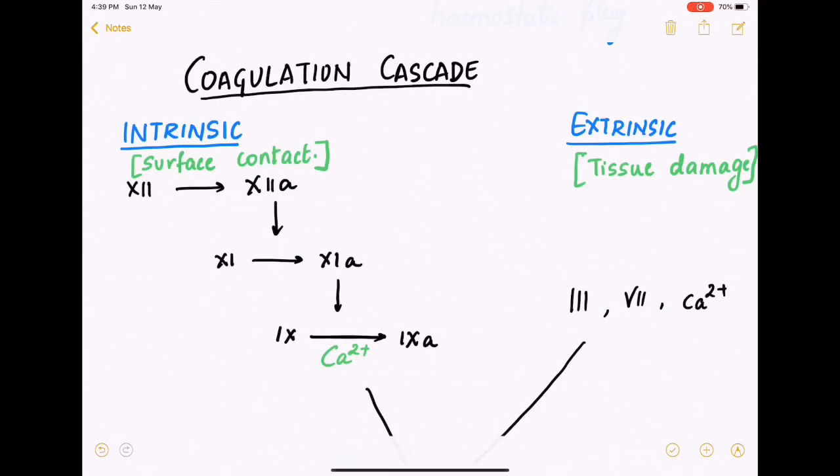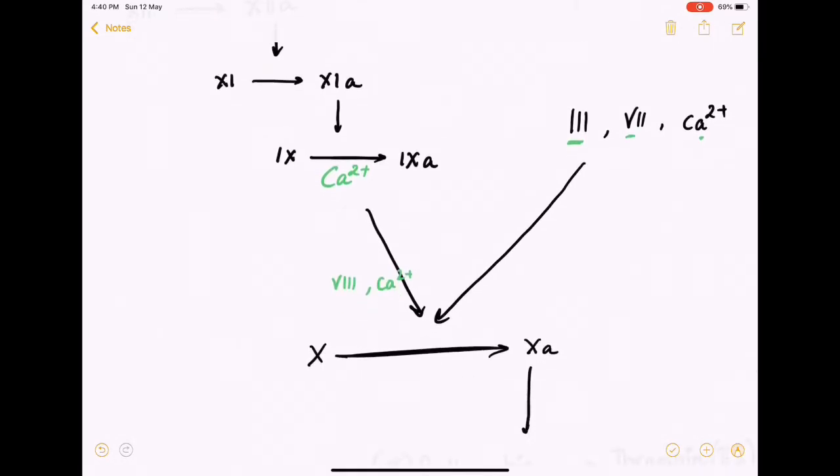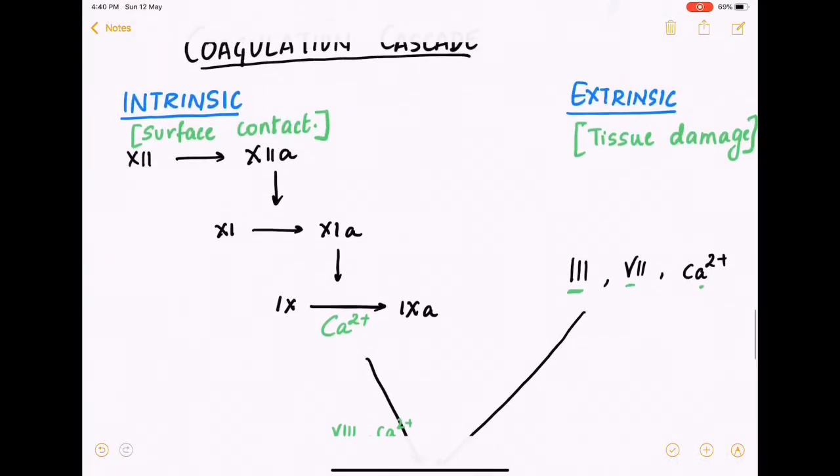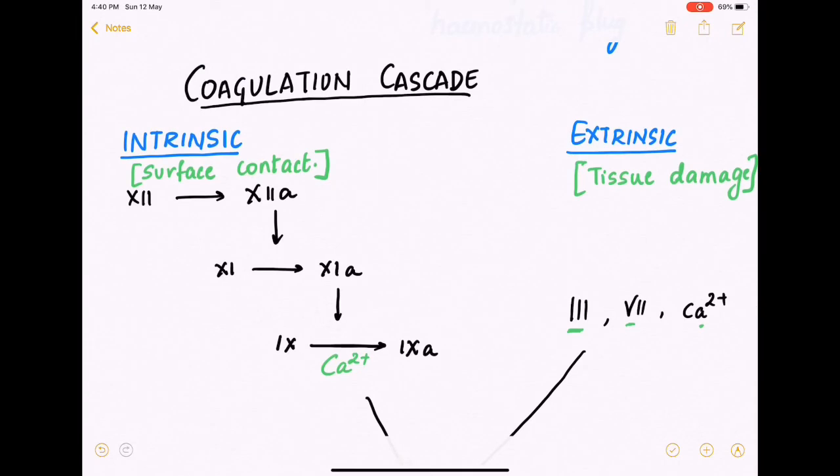Now the last thing for us to talk about here is the coagulation cascade itself, in which we have the extrinsic pathway and the intrinsic pathway. For the extrinsic pathway, tissue damage is necessary, which leads to the release of factor 3 or the tissue factor. This, along with factor 7 and in the presence of calcium, is going to activate factor 10 to the activated form. We'll get back to the common pathway after we talk about the intrinsic pathway.